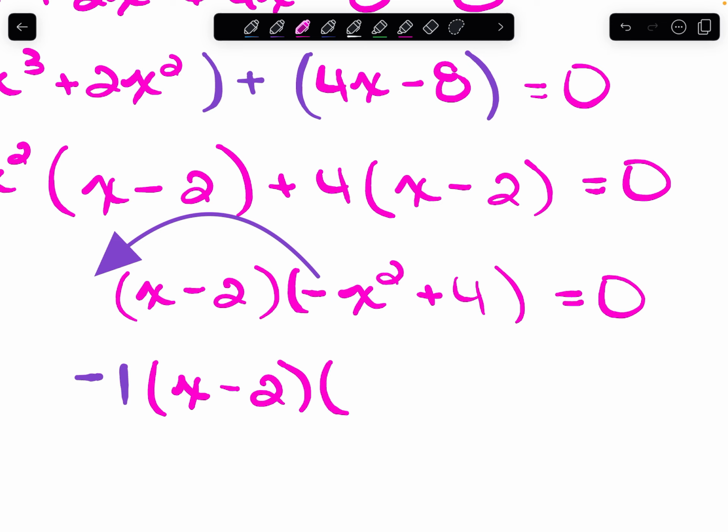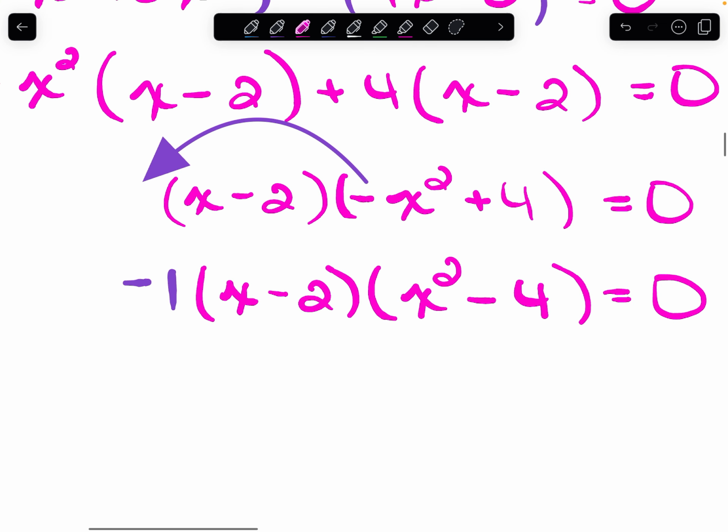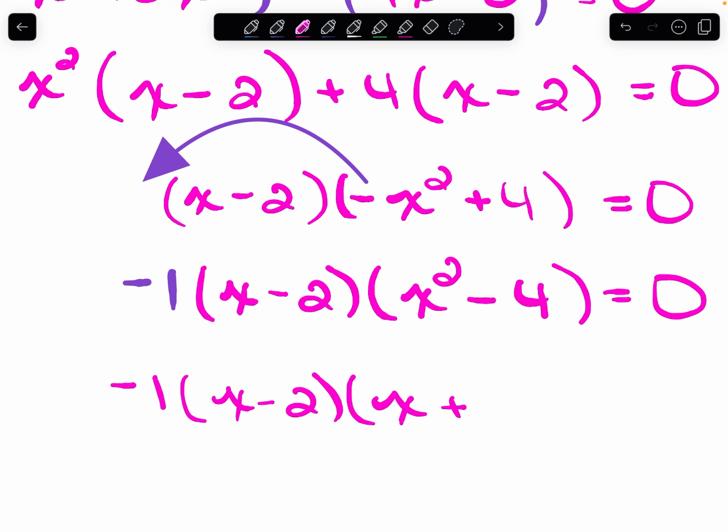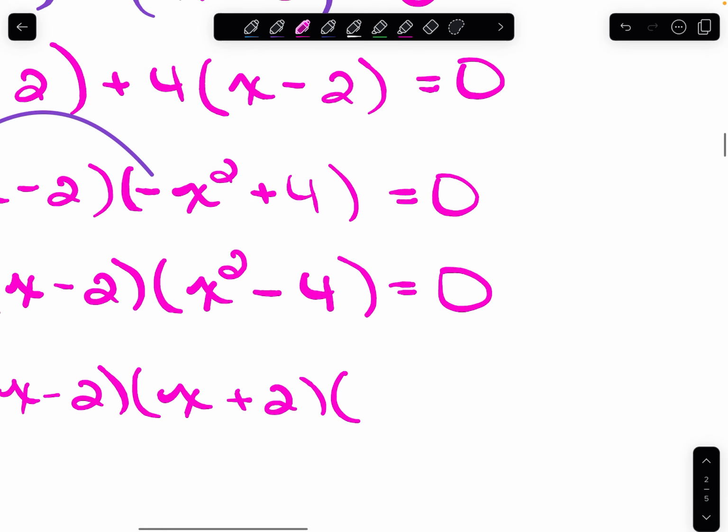It's going to change the sign on everything in this last set. So that negative x squared is now a positive x squared, and my 4 is now a -4. Negative 1 is just floating on the front. We have our x minus 2. And then x squared minus 4, that is your difference of squares. So x plus 2 times x minus 2.